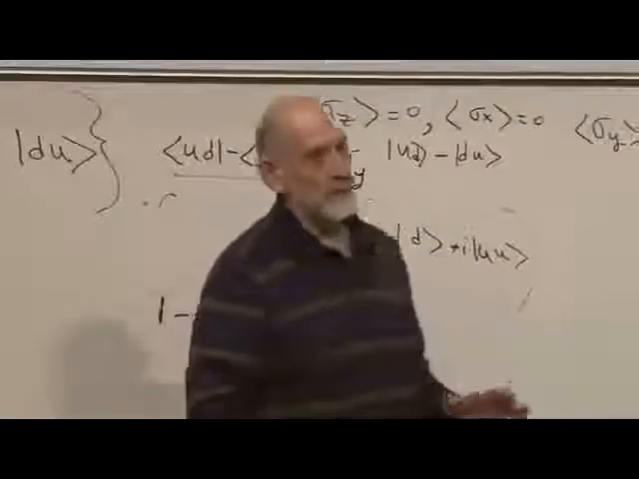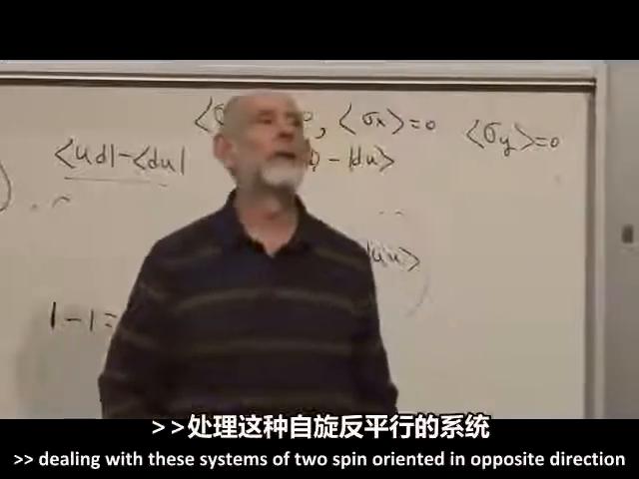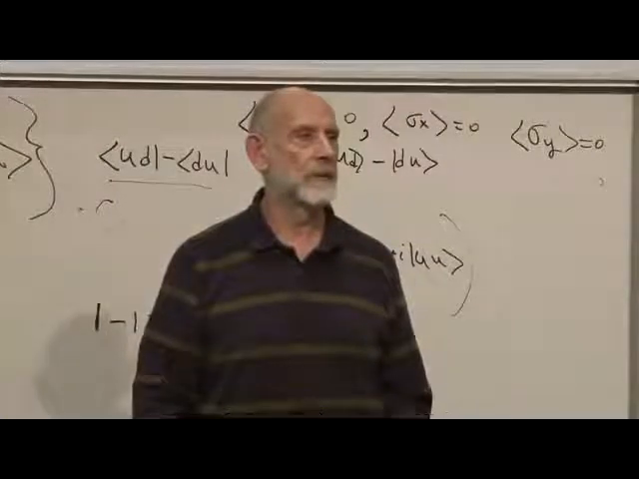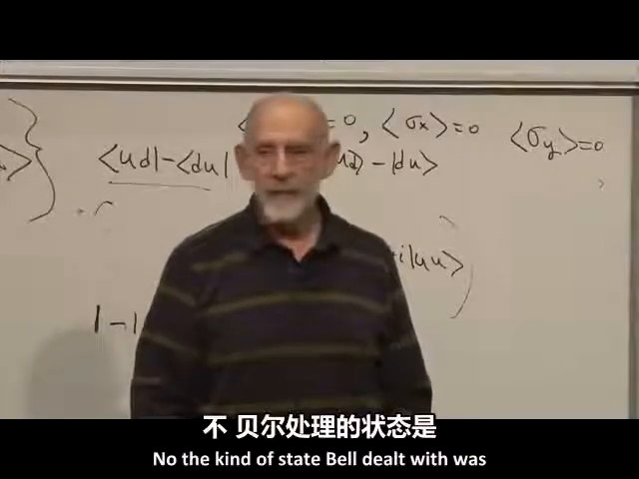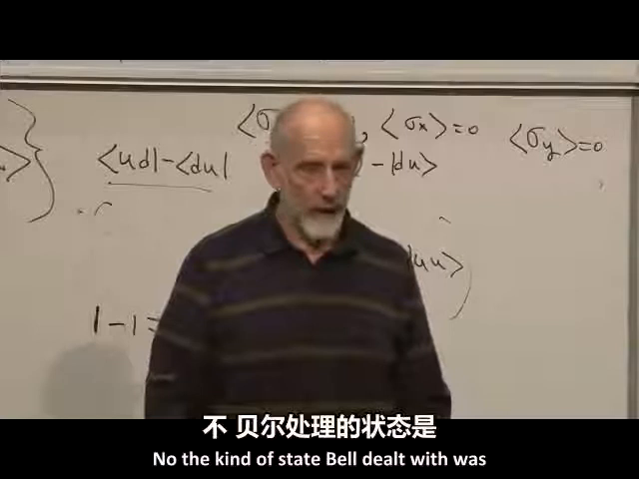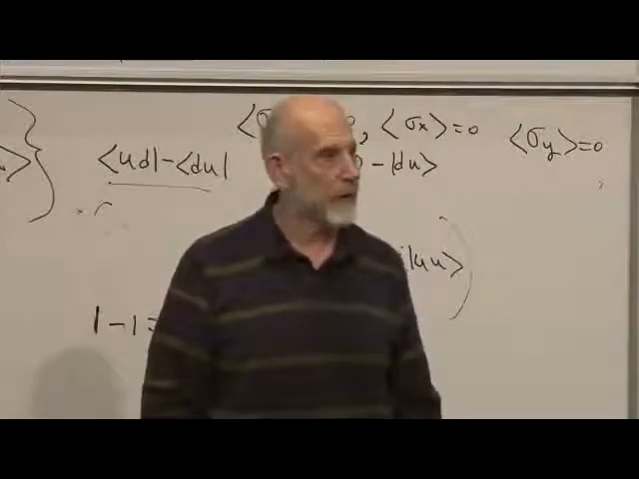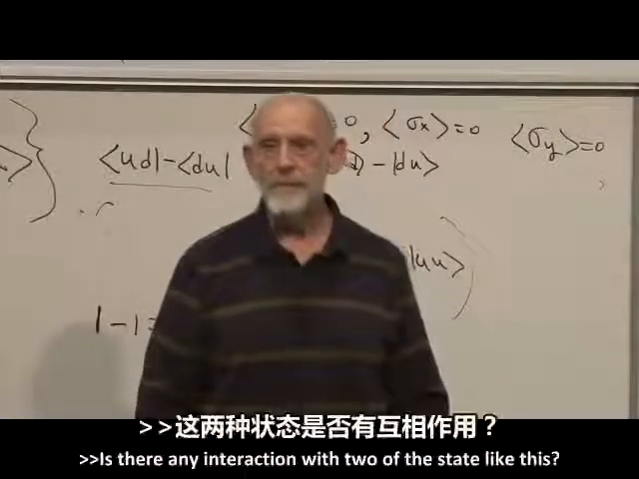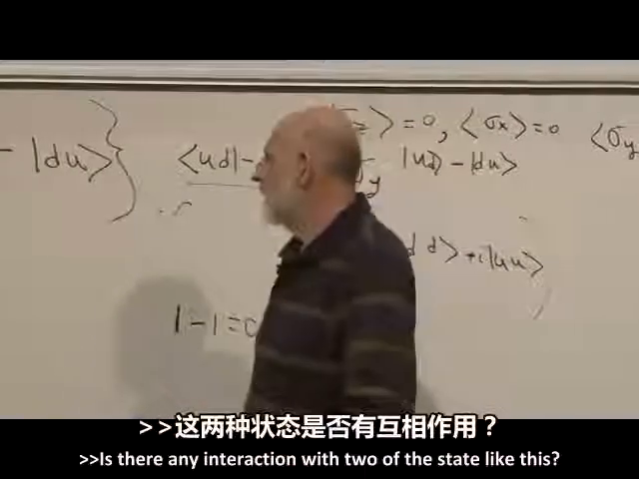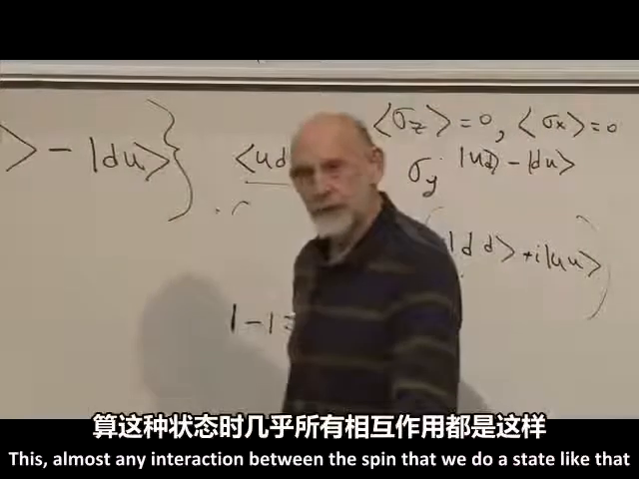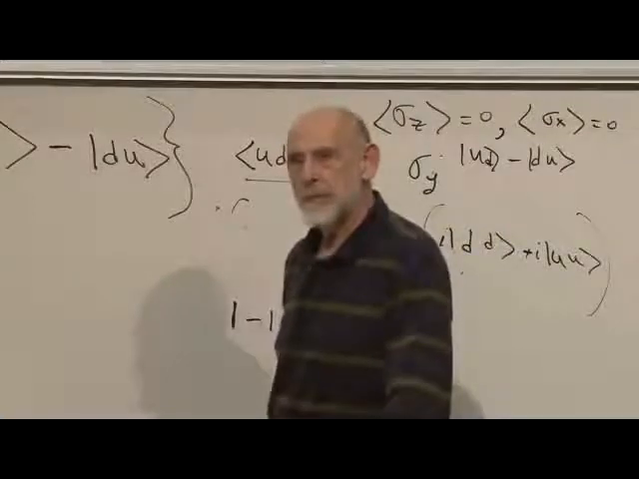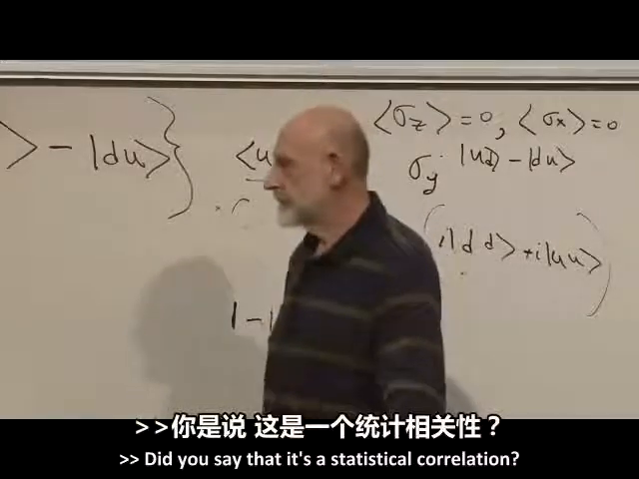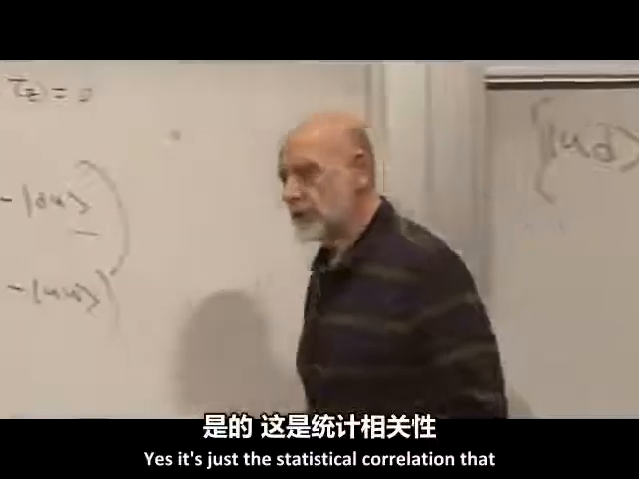So it applied, I mean, he's dealing with a system where these two spins are emitted in opposite directions, and it seems like it would be an up-down kind of state. Is that right? No, the kind of states that Bell dealt with were entangled states, up down minus down up. It's exactly what he dealt with. Will any interaction lead to a state like this? Yeah, almost any interaction between the spins will lead to a state like that. Did you say it's a statistical correlation? Yes, it's a statistical correlation.